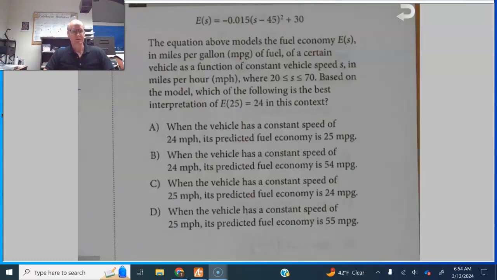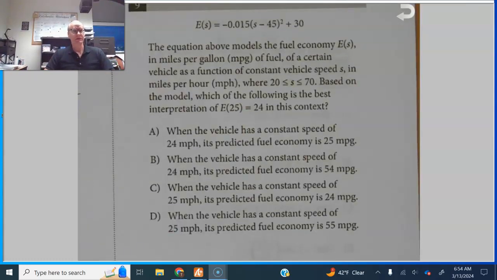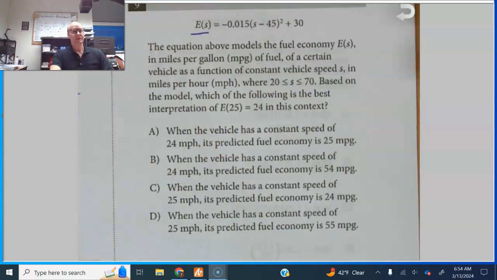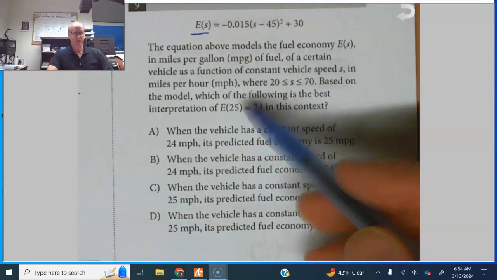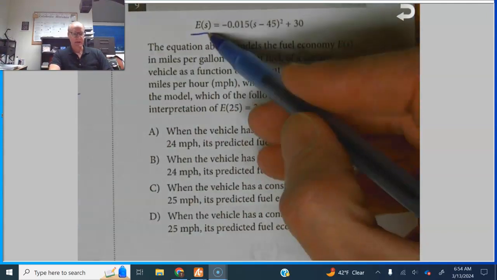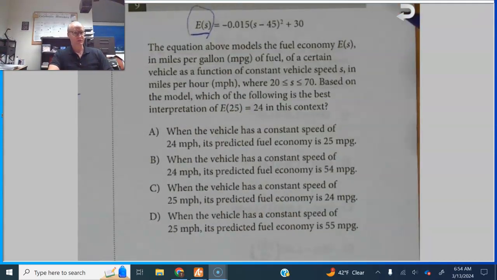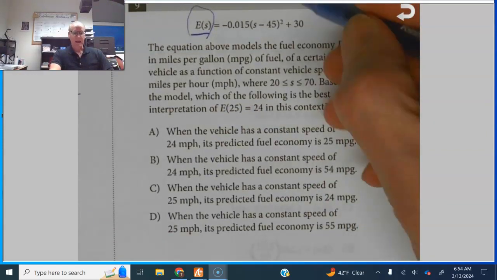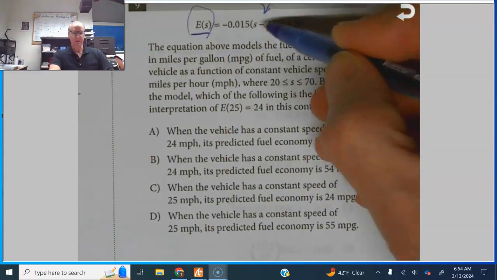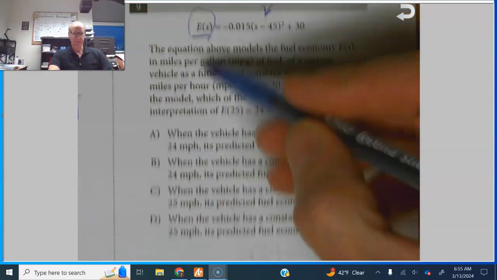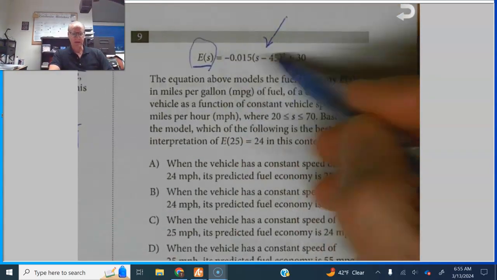This one looks really horrible, and some people are going to skip it. Not a good idea. It says the economy based on speed. You see, this is the fuel economy in miles per gallon. That's what the Y value represents. And they want to know what happens when you put a given speed into this equation, you get the fuel economy. That's what this is saying.